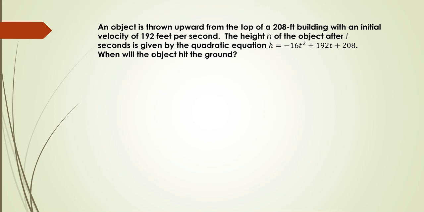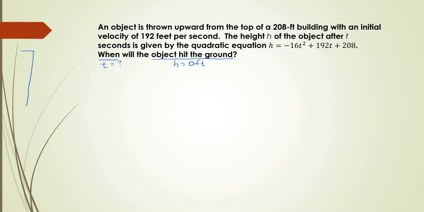So when they say when, they're talking about time. So they have a question about time. So we're trying to figure out how long is it going to take for this to happen? And they give us a hint. They tell us that the object hits the ground. Well, if the object hits the ground, that means it has a height of 0 feet off of the ground. Because they give us this description.